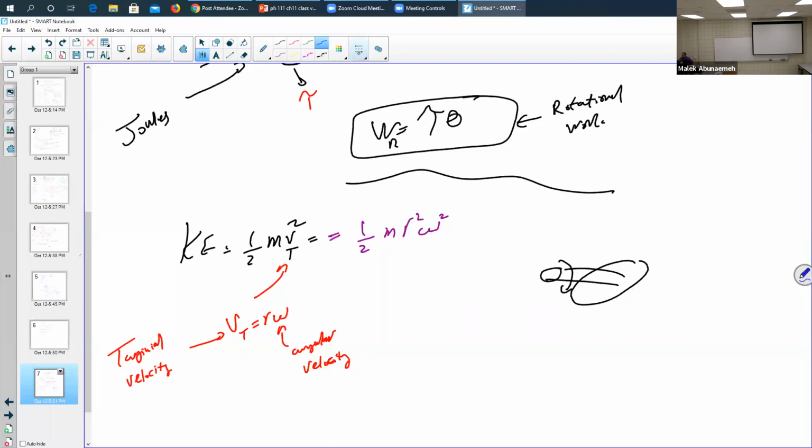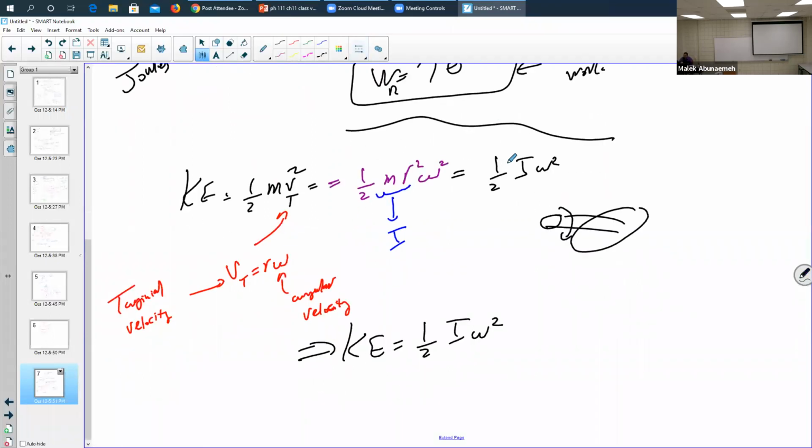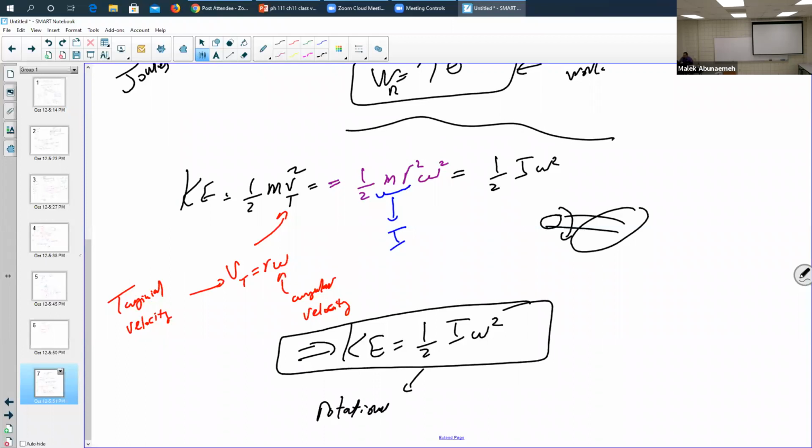But if you notice, you get m r squared, which is again your I, your moment of inertia. That means this is going to equal 1/2 I omega squared. That means your kinetic energy is going to equal 1/2 I omega squared. And this is, ladies and gentlemen, your rotational kinetic energy of a rigid rotating object.